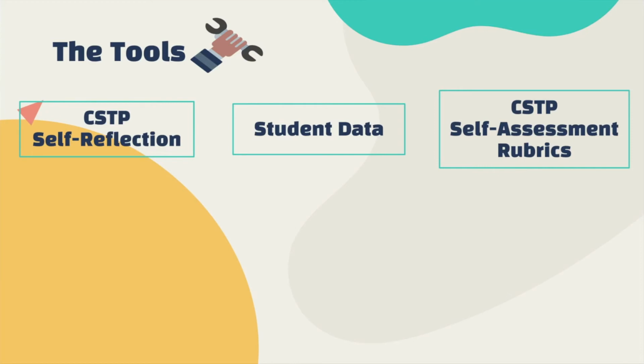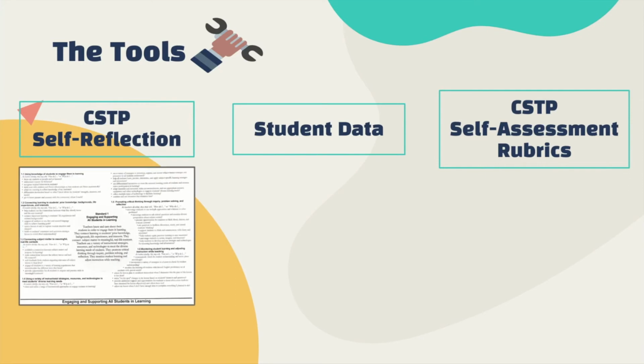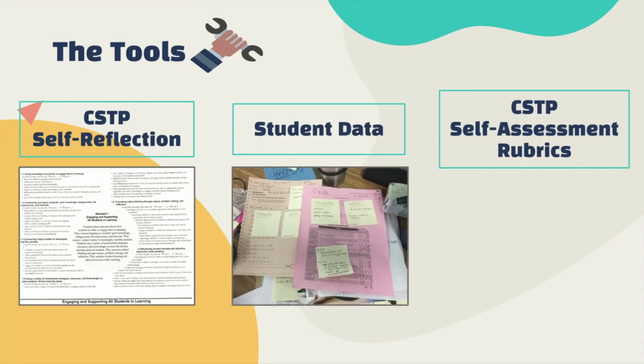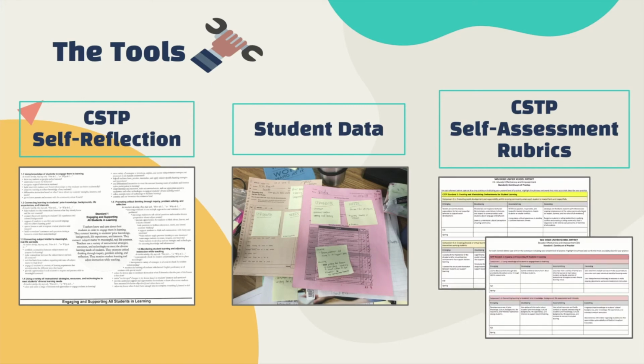To assist further in your goal creation, tools have been designed to help you as an educator define your goals by targeting an area of growth using CSTP self-reflections, utilizing student data to determine the needs of your students, and analyzing your own learning based on CSTP self-assessment rubrics. All of these tools will be housed in an E3 Google Classroom specific to your school site. You will be learning more about the tools during the Toolbox training that you will attend next.